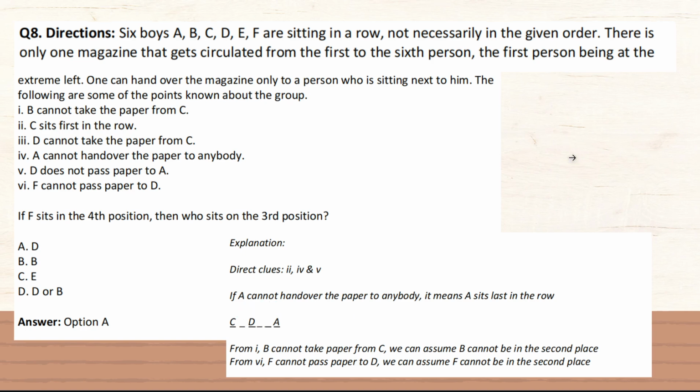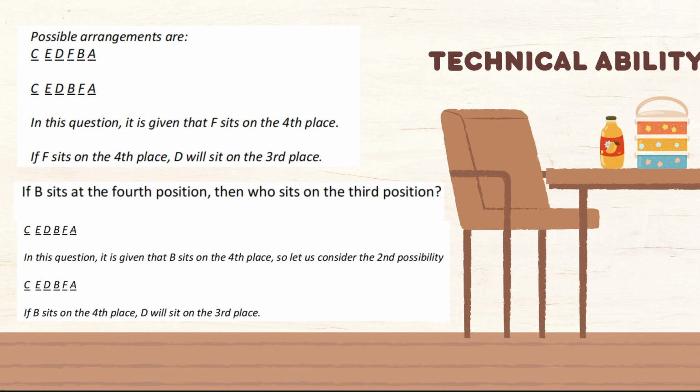Let us see the other conditions. This is the final arrangement which satisfies all those conditions. In the question it is given that F sits in the fourth place, so D will be in the third place. And the next question is, if B sits in the fourth position, who sits in the third position? From the given arrangement, D sits in the third place. These are the questions which are asked.